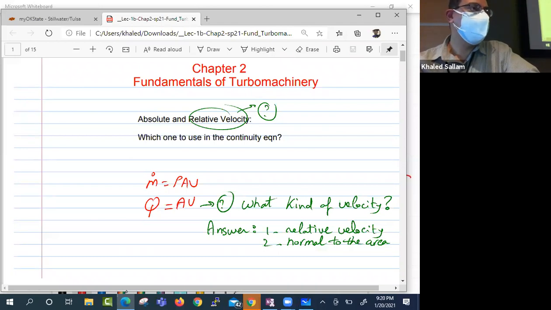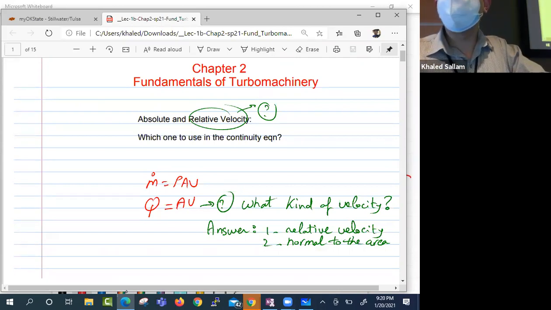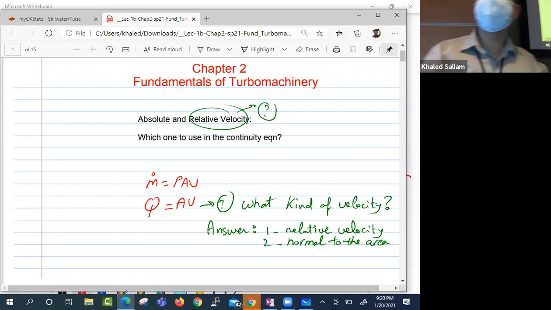So if I am in a bus and I'm walking in the bus while the bus is moving, I have two velocities. My velocity relative to the moving bus, that's V relative, and then my absolute velocity relative to someone standing on the street. You will see my velocity as my velocity in the bus plus the bus taking me. Because those machines are rotating, there is also V absolute and V relative.